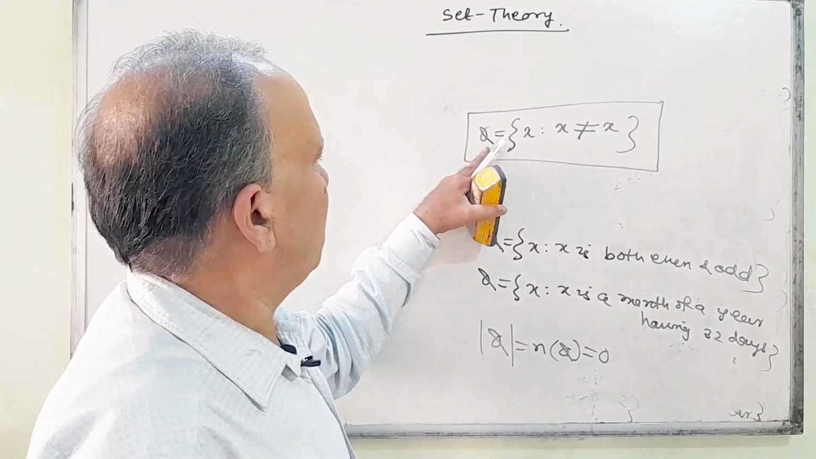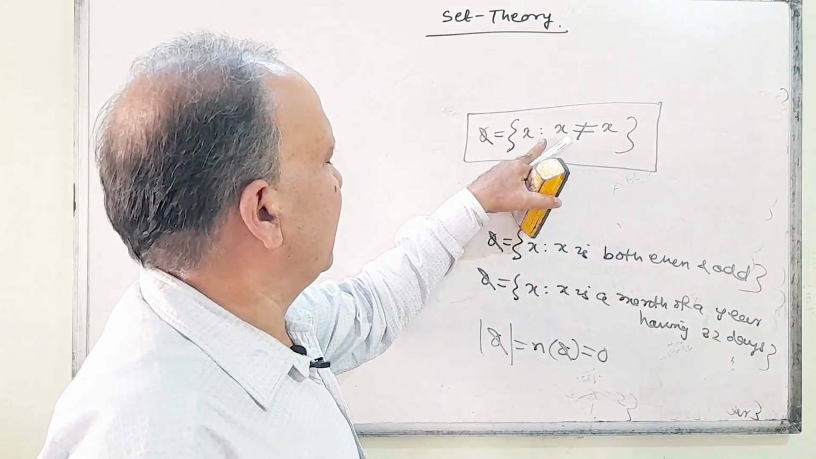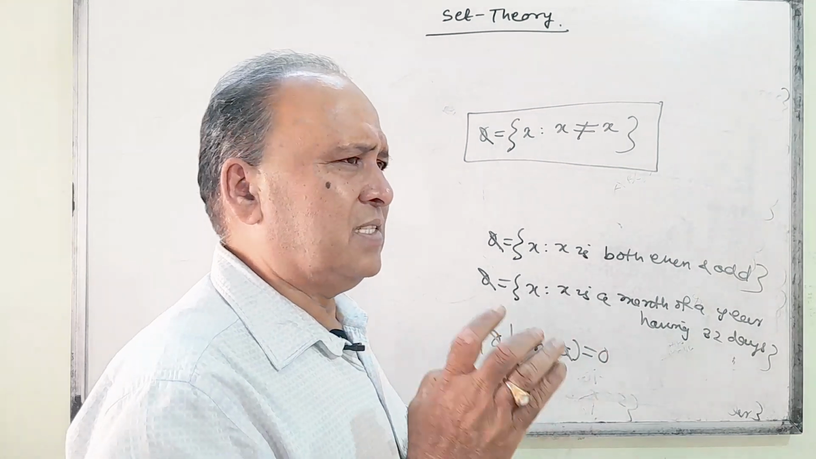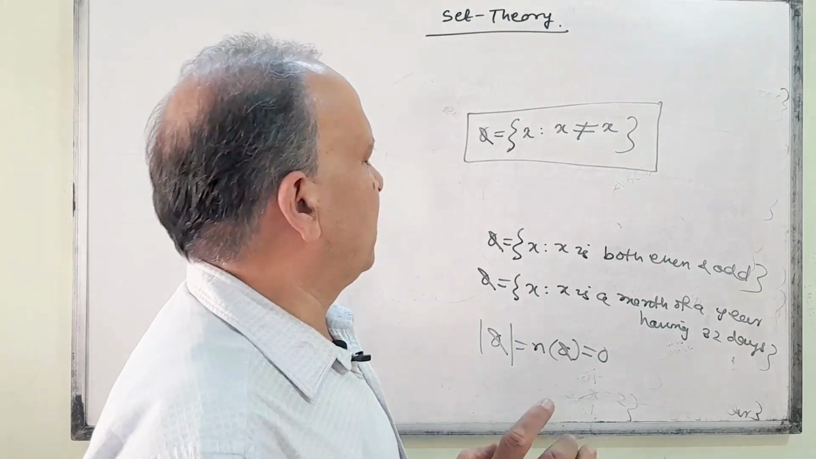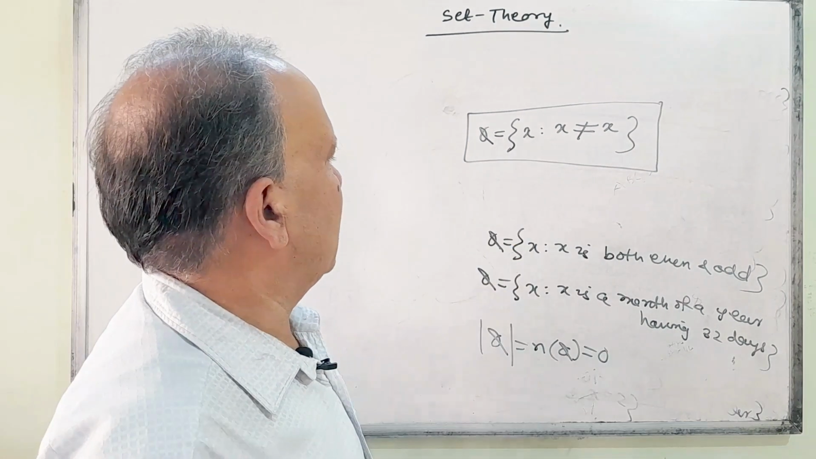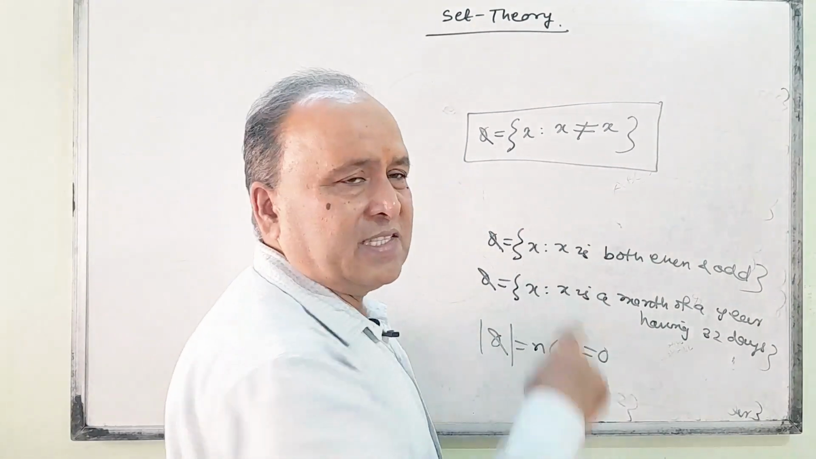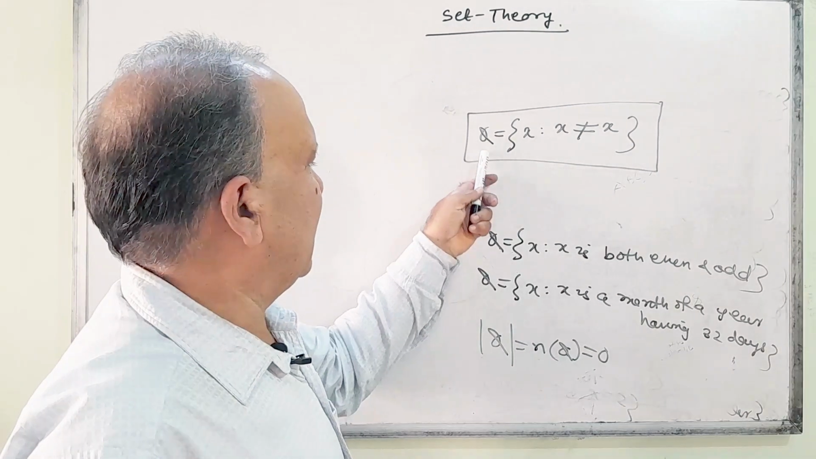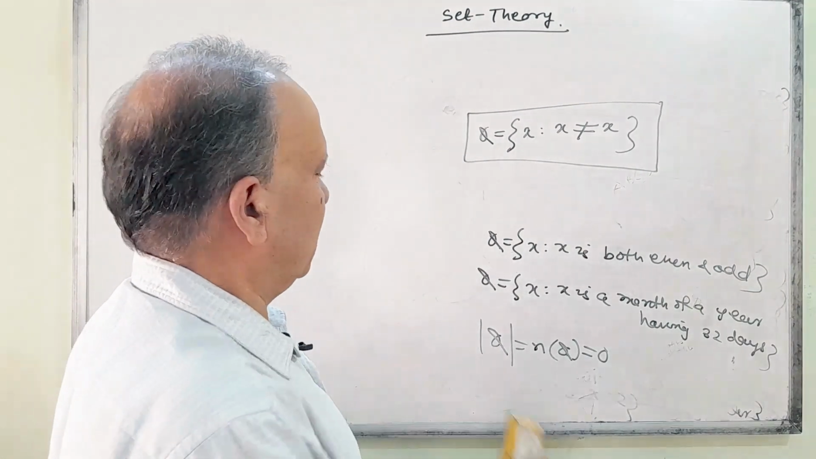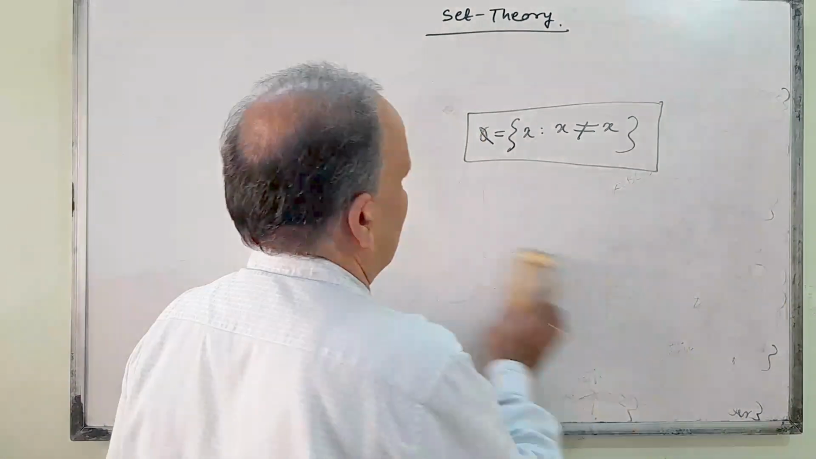We can write phi is equal to {x such that x is not equal to x}, because we know everything is equal to itself. So when we say x is not equal to x, it means this is a null set. This is the set builder representation of a null set. This is the null set.